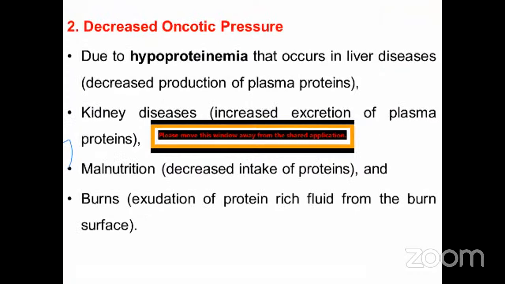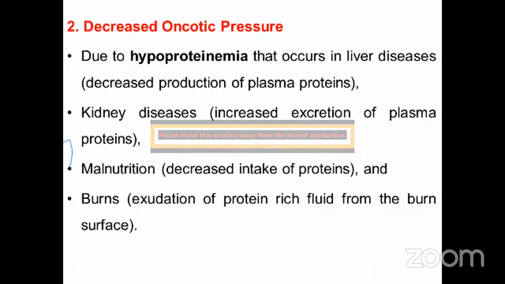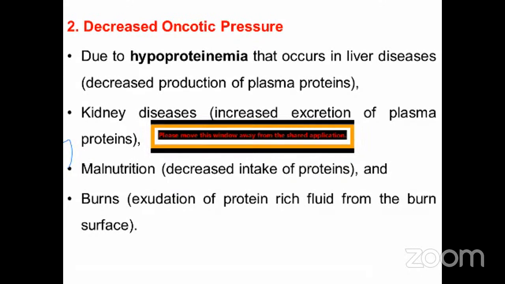Second, decreased oncotic pressure, that is, decreased plasma proteins in the blood. In diseases like kidney diseases, where plasma proteins are excreted through the urine, albumins are present in the urine. It is called albuminuria, seen in nephrotic syndrome or kidney diseases. So there is a removal of proteins from the body, a decrease in the amount of proteins in blood, and so a decrease in oncotic pressure.